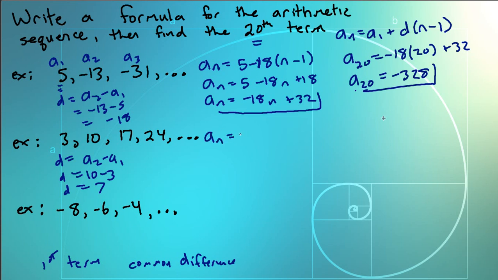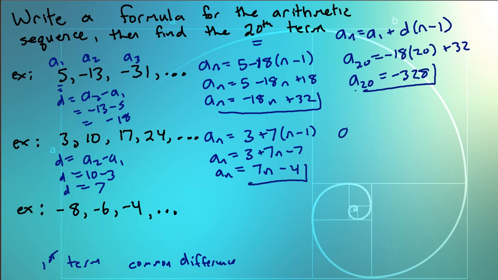So I have A_n is going to equal the first term, 3, plus our common difference times (n minus 1). And now I'll distribute the 7. And I'm going to get 7n minus 4. Again, this is linear. If we were to graph this, we would get a line. Okay, so let's go ahead, and A_20 is going to be 7 times 20 minus 4.